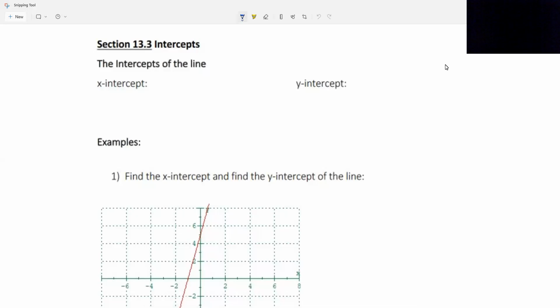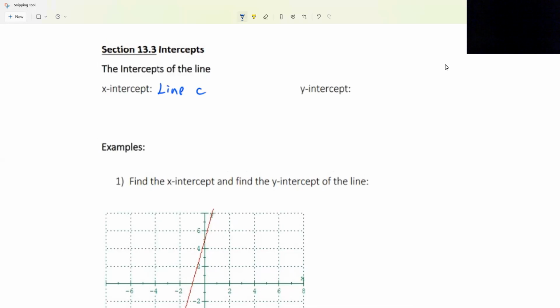Okay, so this is 3.3 or 13.3. We're going to start off with intercepts. Basically, an intercept is where the line crosses the x-axis. And the y-intercept is where the line crosses the y-axis. So that's all it is. They're really just talking about the ordered pair when that happens.